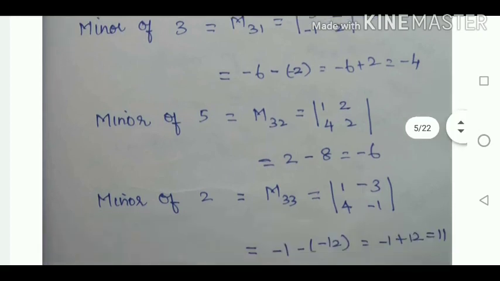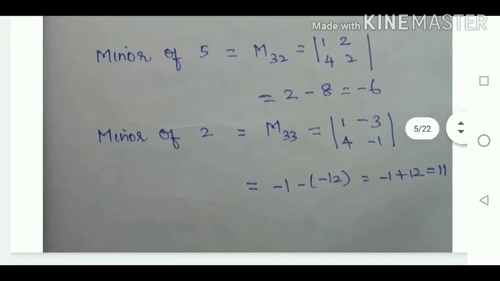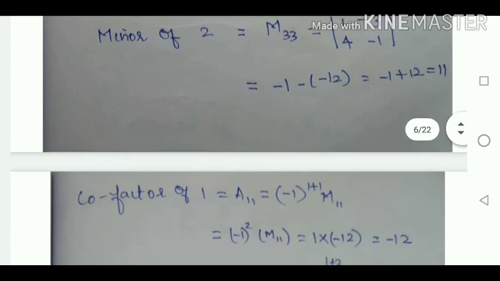Then find the minor of 5. The third row, second column is eliminated. Eliminate the third row and second column. The remaining elements are 1, 2, 4, 2. That is the minor. So cross multiply it: 2 minus 8 equals minus 6. Then the minor of 2, m33, that is third row, third column. So the third row and third column are eliminated. The remaining minor is 1, minus 3, 4, minus 1. You are getting the answer 11. So likewise you have to find the minors.